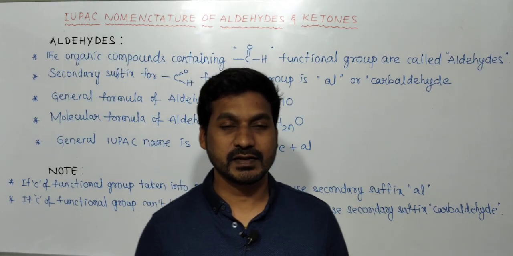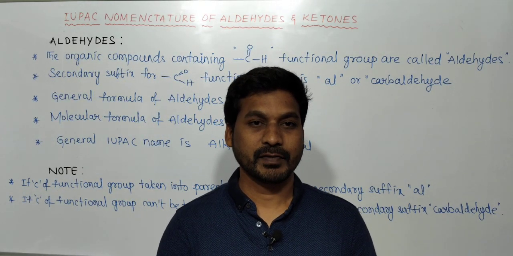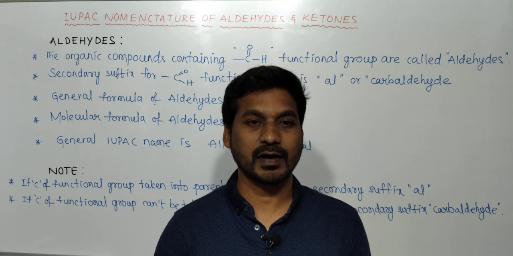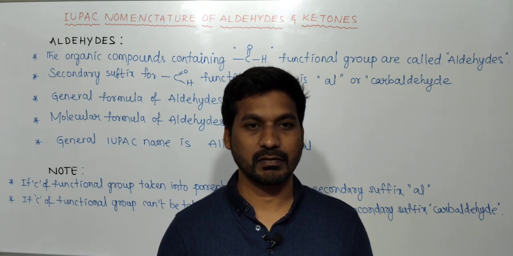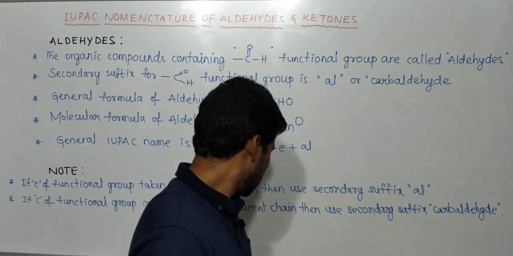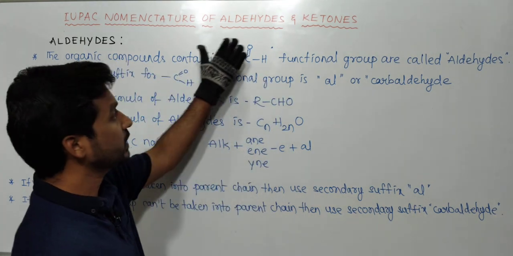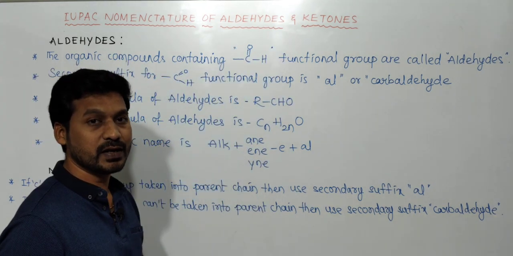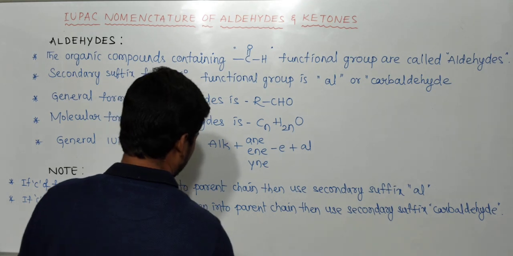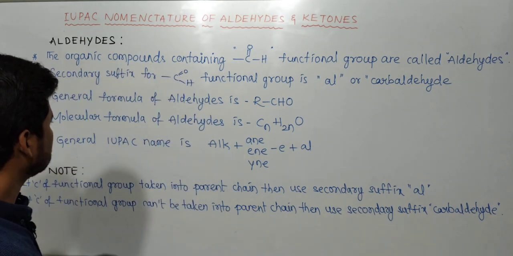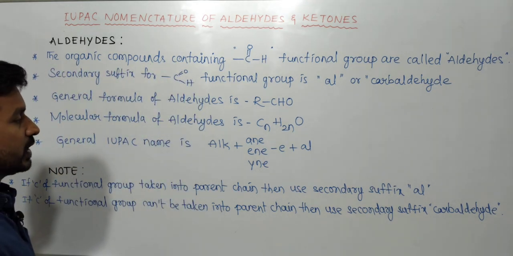Hello everyone, in this video I am going to explain IUPAC nomenclature of aldehydes and ketones. IUPAC nomenclature of carbonyl compounds. So what are carbonyl compounds? Aldehydes and ketones are collectively said to be carbonyl compounds, right? So, some rules to write IUPAC names of aldehydes and ketones.